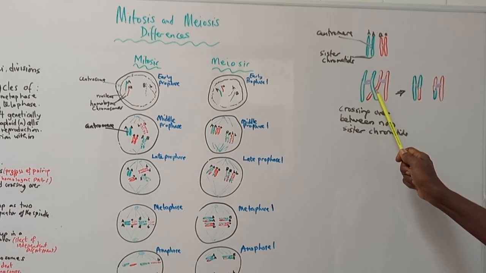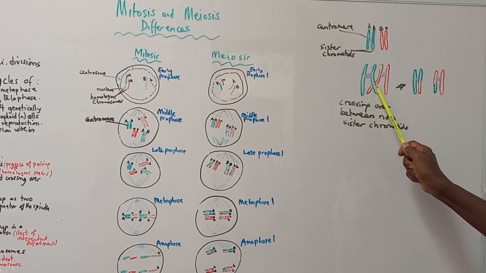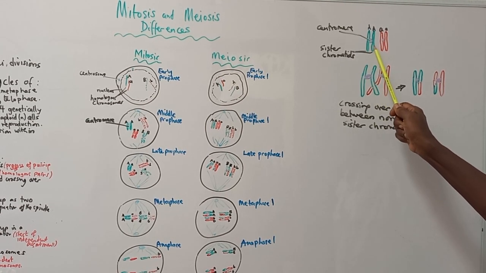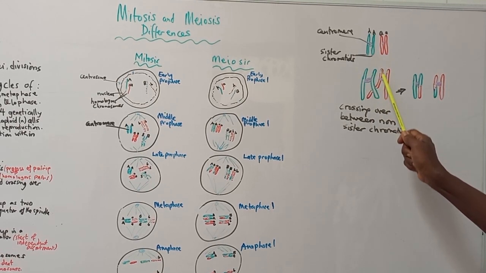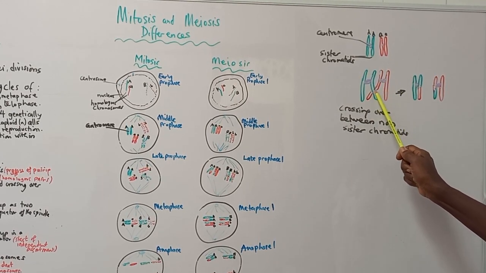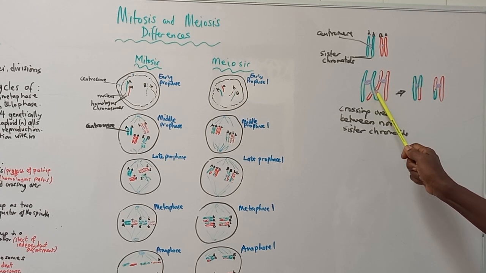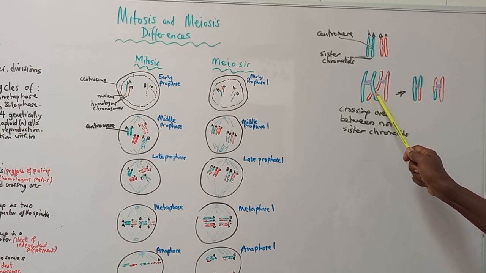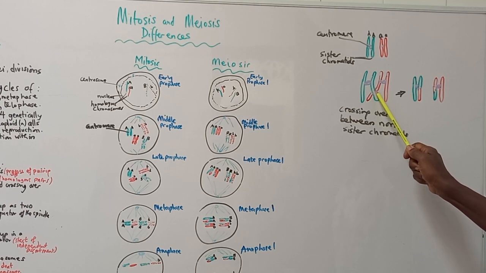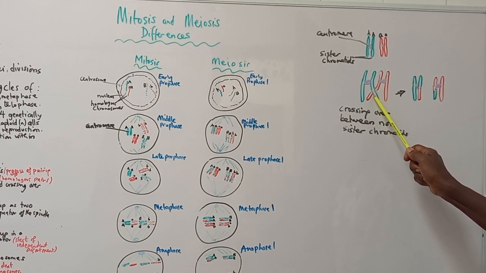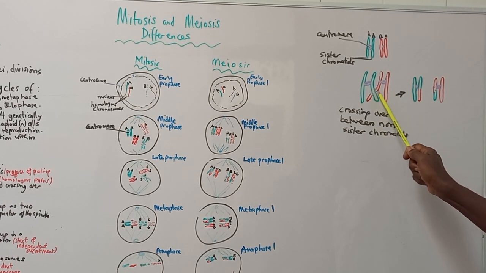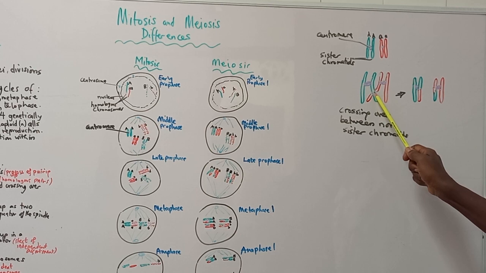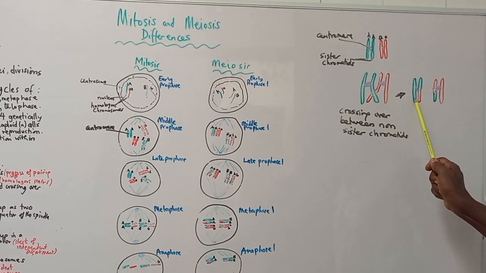So we have a break between 2 non-sister chromatids. Between this and this, they come together, they lie together, even though they will be repelling. But then the point where they are held together is called the chiasma, and it's at the same point that it will break and they will exchange parts. And that is the crossing over. So the chiasma will break, this will join this, this will join this, as we have.